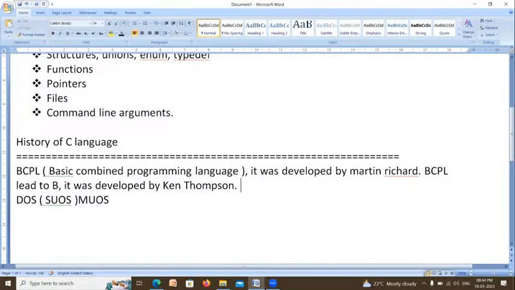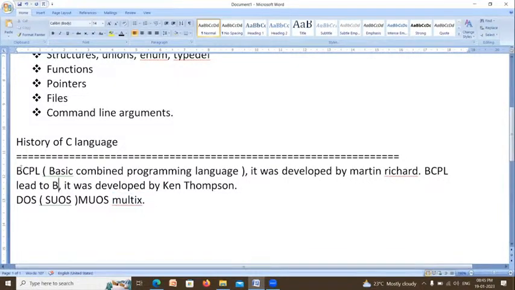What is the motive to develop the B language? Their aim was to build a multi-user operating system. By using B, they developed one multi-user operating system called Multics. Now you are using Unix operating system, Linux operating system. Multics was the first multi-user operating system.